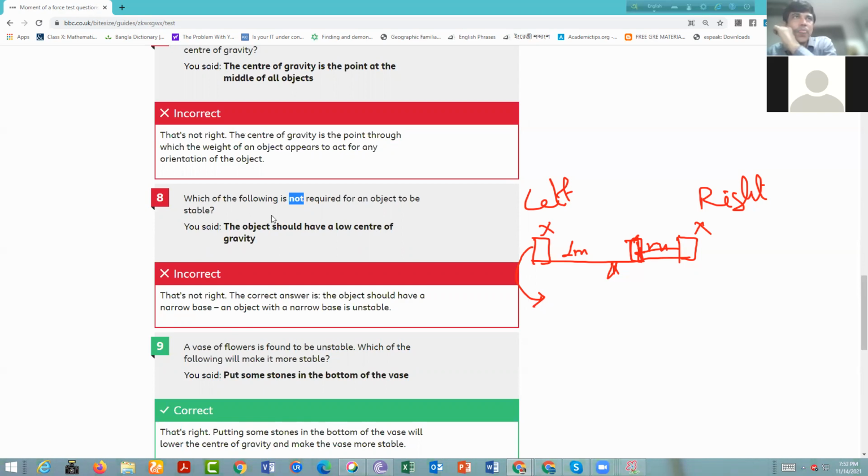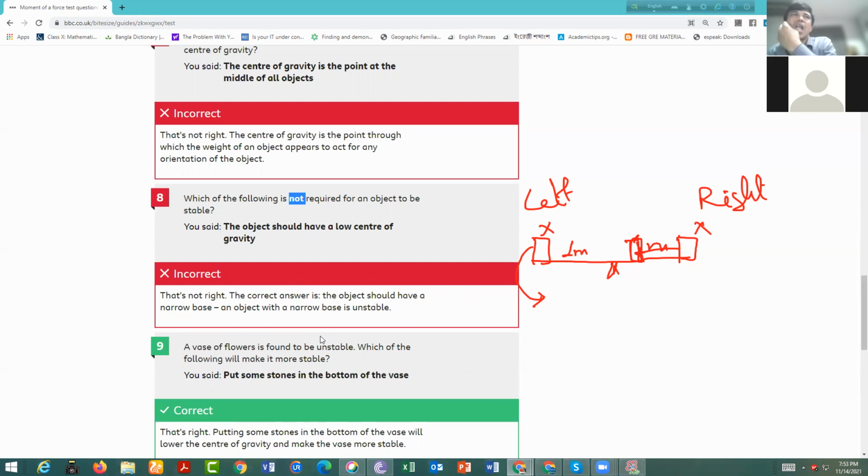For this, you need to read the question properly. Which of the following is required for an object to be stable? Your answer is correct, since the question is asking what is not required for an object to be stable.